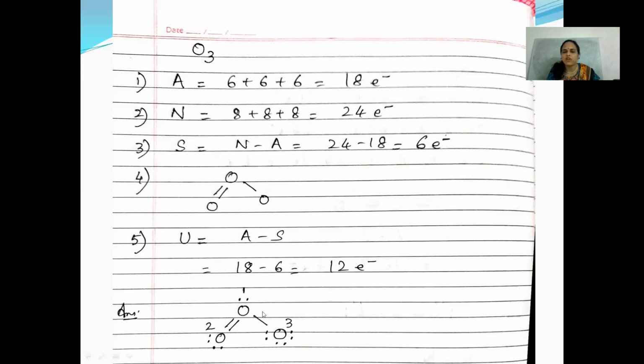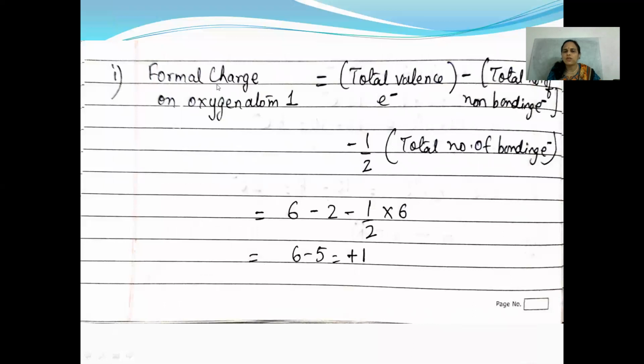Firstly, we'll see the formal charge on oxygen atom 1. To calculate, you'll see how many valence electrons are present on the oxygen atom. It is 6 minus the number of non-bonding electrons that are present. It is 2 minus half the shared pair of electrons. That is 2 plus 2, 4 plus 2, 6. So see here, this is the formula we'll use.